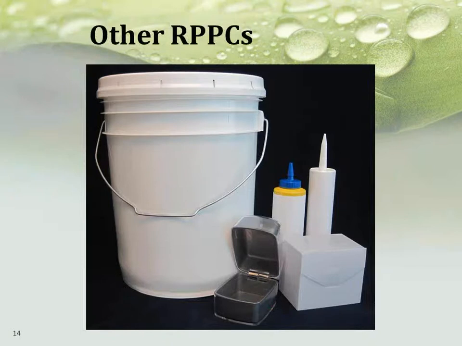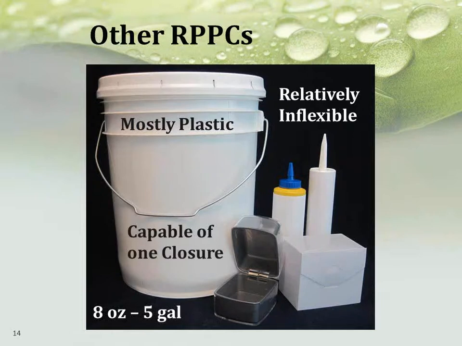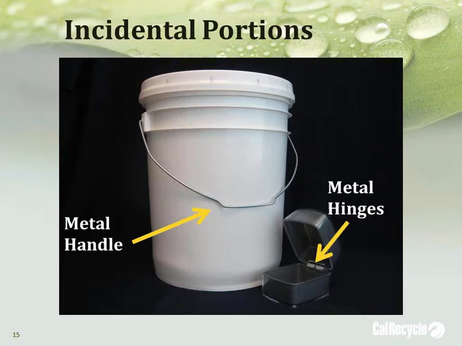These containers do meet the criteria of being regulated by the RPPC program because they all have a minimum capacity or volume of 8 ounces up to a maximum capacity or volume of 5 gallons, are relatively inflexible, are made entirely of plastic except for incidental portions of the packaging, such as metal handles, and are capable of at least one closure, which includes closure during the manufacturing process. This bucket and this gray plastic box have incidental metal portions. Under previous RPPC definitions, incidental non-plastic parts were not subject to the law. Under the new definitions, these containers are regulated.